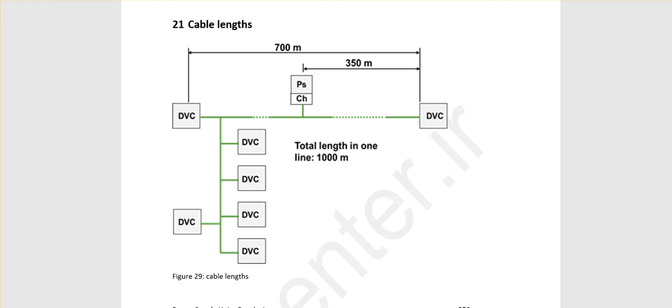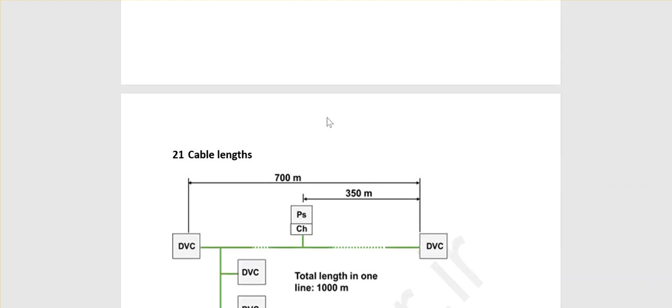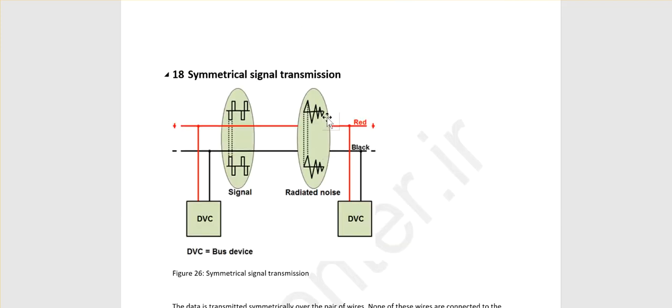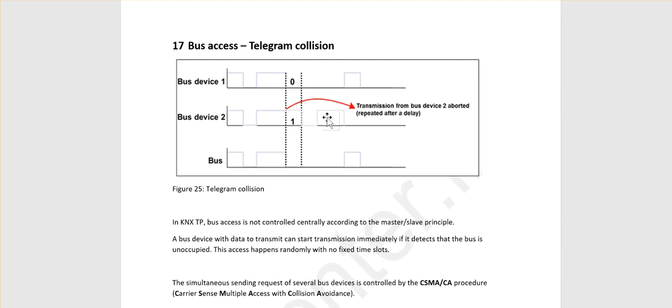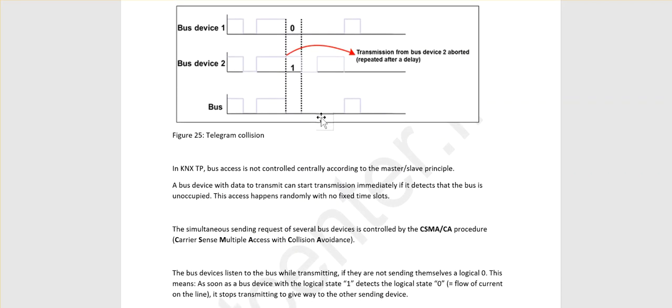Okay, and we should follow these lengths, because the book says you cannot put the devices far from each other, at least 700 meters. But why?